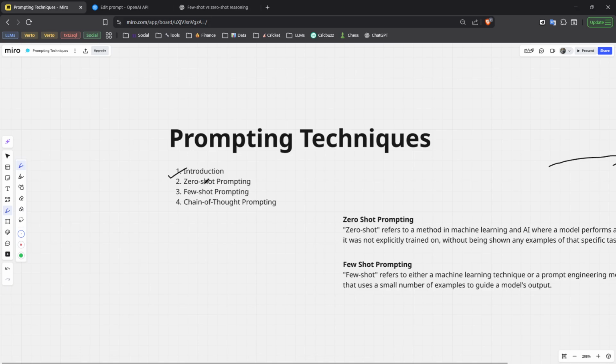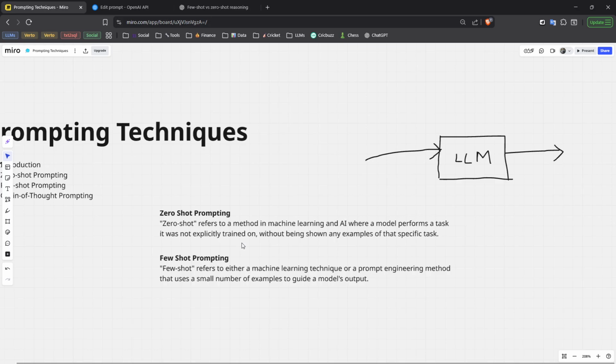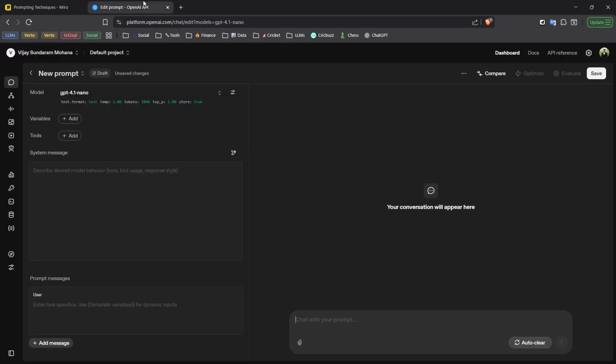Starting with zero shot prompting, a zero shot by definition refers to a method in machine learning or AI where a model performs a task it was not explicitly trained on, without being shown any examples of that specific task. Now, what do I mean by this? Let's straight away go to the OpenAI's playground and let me show you what I mean by the definition with some examples.